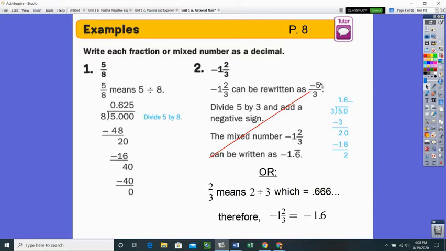You're going to notice I put a line through example 2 because I think they're making it more difficult to do -1 2/3. Just put that -1. If the fraction is negative, the decimal is going to be negative. So put that -1 in front of the decimal, and then just take 2 divided by 3. That would be 0.66666. You notice I'm using my bar notation.